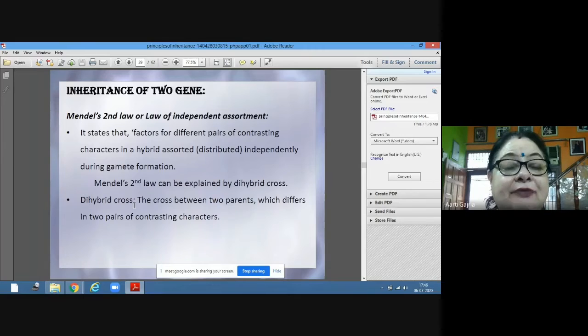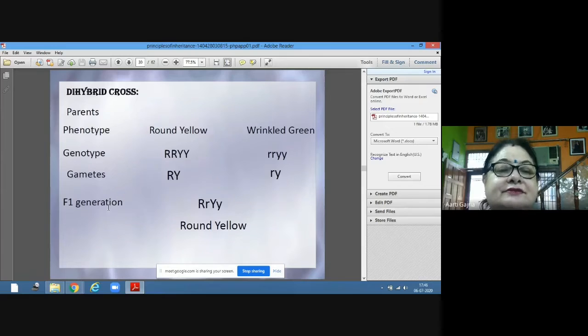So what is a dihybrid cross? A dihybrid cross is a cross between two parents which differ in two pairs of contrasting characters. This we have seen. And after this, if you see the phenotype and genotype, he took parents having two contrasting pairs. What were these two contrasting pairs? Round and yellow, and wrinkled and green. Round was dominant over wrinkled, so round is capital R, wrinkled is small r. Yellow was dominant over green, so yellow is capital Y, green is small y.